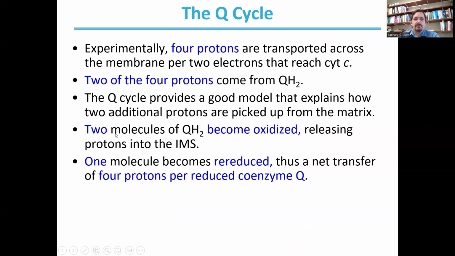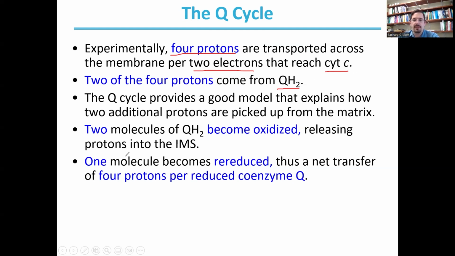Now, the transfer of electrons inside of complex 3 is a little bit more complicated compared to our previous pathways, and it follows what we call the Q cycle. So experimentally, what we see is that 4 protons are going to be transported across the membrane per every 2 electrons that reach cytochrome C. And you might remember that cytochrome C is a single electron carrier, so we're actually going to be transferring 2 electrons to 2 different cytochrome C units. So 2 of those 4 protons that we transfer are going to come from our ubiquinol. The other will ultimately come from our mitochondrial matrix.